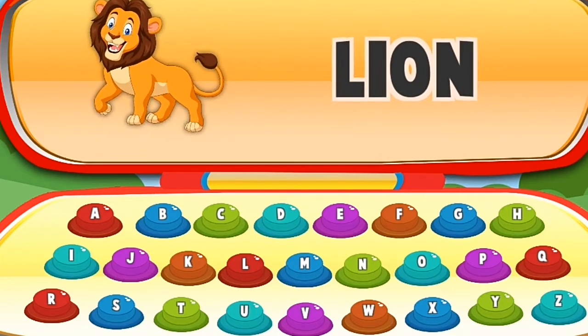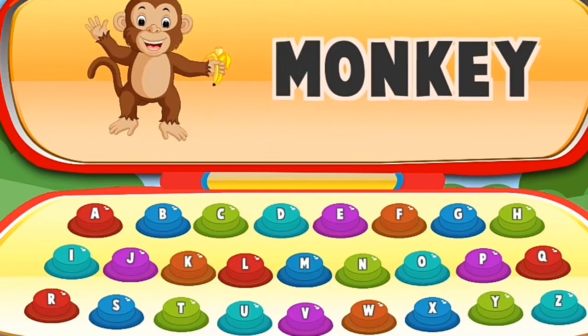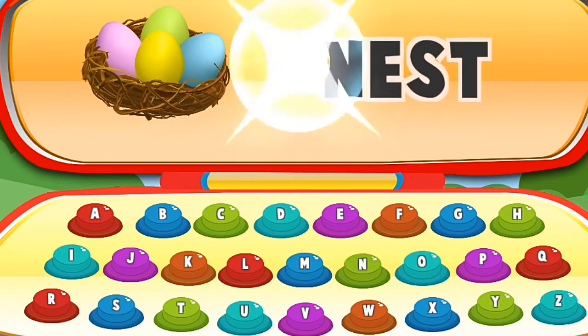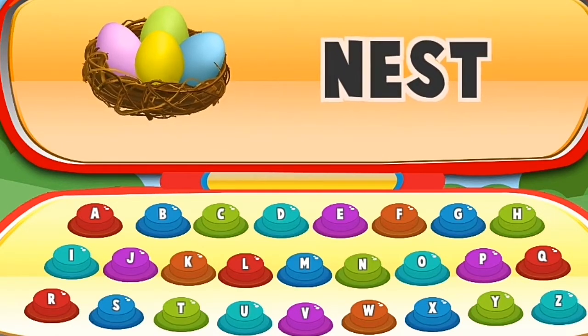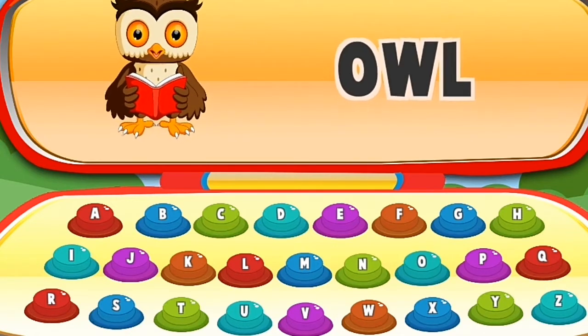L-I-O-N, lion. M for monkey. M-O-N-K-E-Y, monkey. N for nest. N-E-S-T, nest. O for owl. O-W-L, owl.